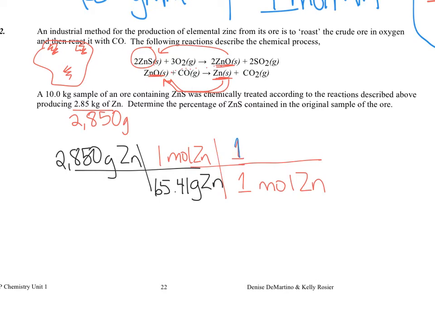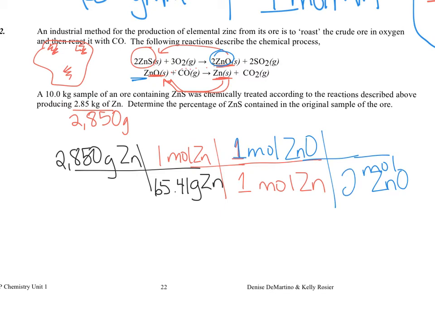Let me actually do this in a different color. Okay. Now we're going to bring those words down to the right. And we are now relating it to the one that is above. So we know that for every 1 mole of this compound in the second part, it's coming from 2 above. Therefore, we're going to go with the one that's up here because we now want to relate it to zinc sulfide. So we're going to say 2 moles of zinc oxide for 2 moles of zinc sulfide.